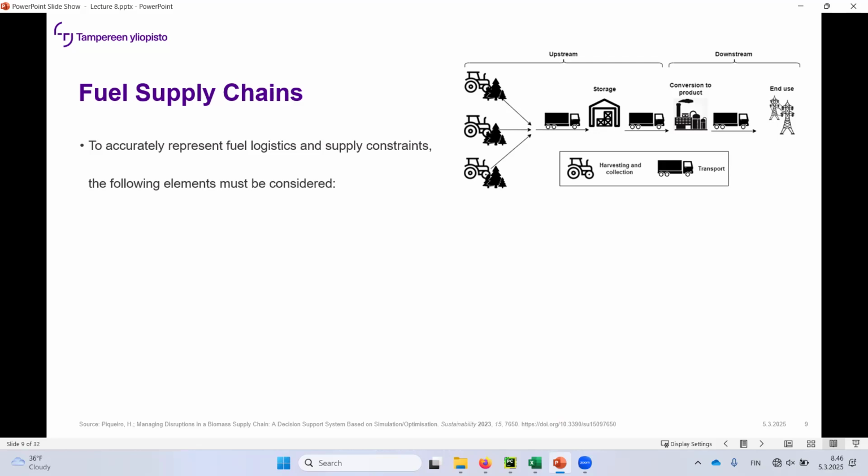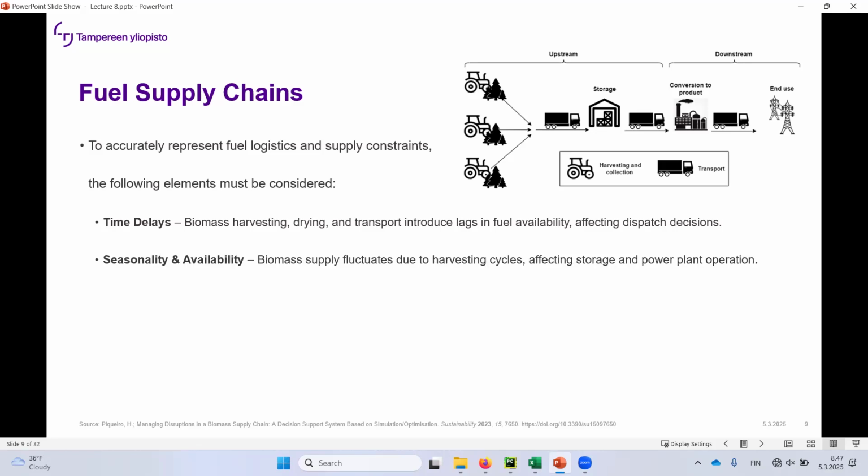So to accurately represent this kind of fuel logistics and supply constraints, at least you have to consider these kinds of time delays. So if you harvest the biomass during this time, then it has to sit and dry for a while. It has to be transported. There's going to be lags. There's going to be lags in fuel availability. And that is going to affect your dispatch decisions. But in the model, most likely you would have a time series that represents the availability of that certain fuel. So seasonality and availability. So that was the previous figure.